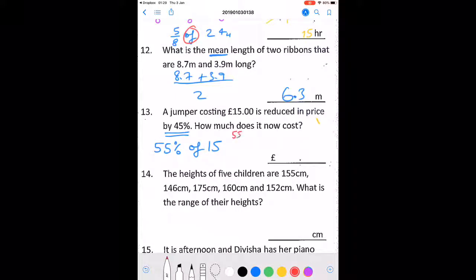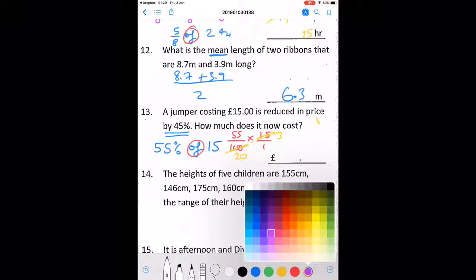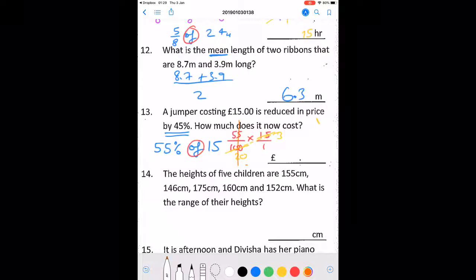So 55% of means times 15, which we can cancel in different ways. So we can cancel in this way. Divide that by 5. Divide that by 5. We can also now cancel in this direction as well. So we divide that by 5. We divide that by 5.